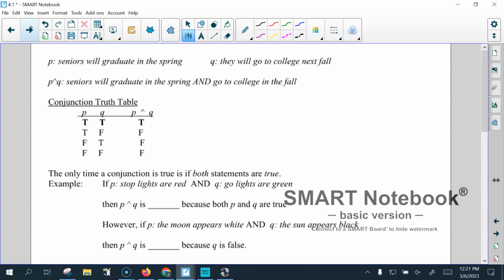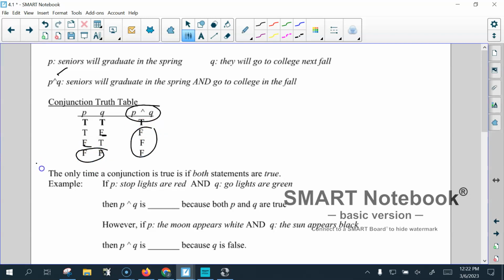All right. So we're back to seniors graduating in the spring and going to college in the fall. Now, remember, this symbol means and. Okay? So this is where it gets a little more complicated because this is where the rules kick in. So we have P, Q, P and Q. So if P is true, they'll graduate in the spring, and Q is true, they go to college in the fall, that is true. Okay? So if P and Q are true, then the overall statement is true. But notice, if I have one false or two falses, it ends up being false.